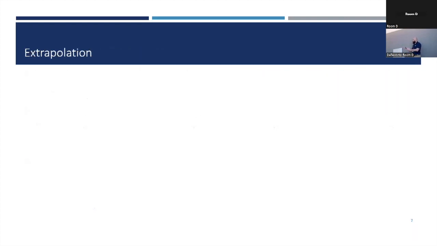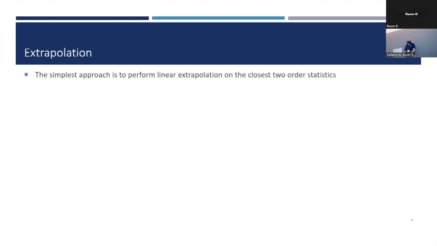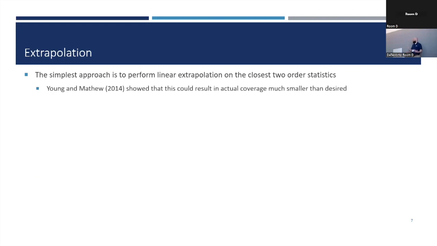If we can interpolate, maybe we can try to extrapolate. The easiest one is just, okay, I'll just do linear extrapolation, or maybe if I'm interested in the lower bound, use the two lowest order statistics. Well, a recent paper by one of our co-authors and a colleague of his showed that if you do that, your actual coverage could be much smaller than what you want. So we have that issue.